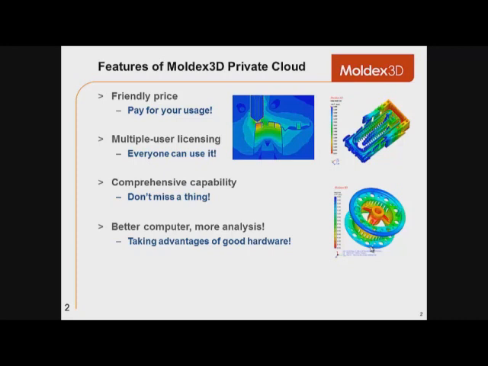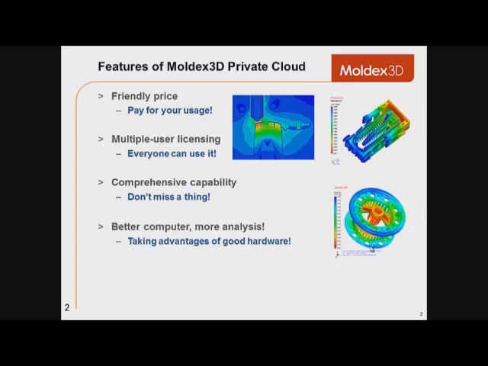Next, the licensing. We allow up to 4 users to use the software simultaneously. That means if one company buys one license, they can have 4 employees working on the cloud at the same time from different computers. As far as the capability, our software simulates flow, cool, pack, warp analyses, as well as multi-component molding. And lastly, the hardware.